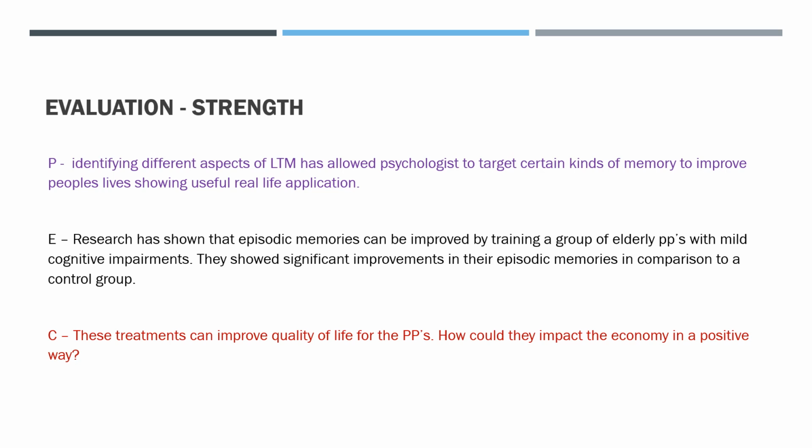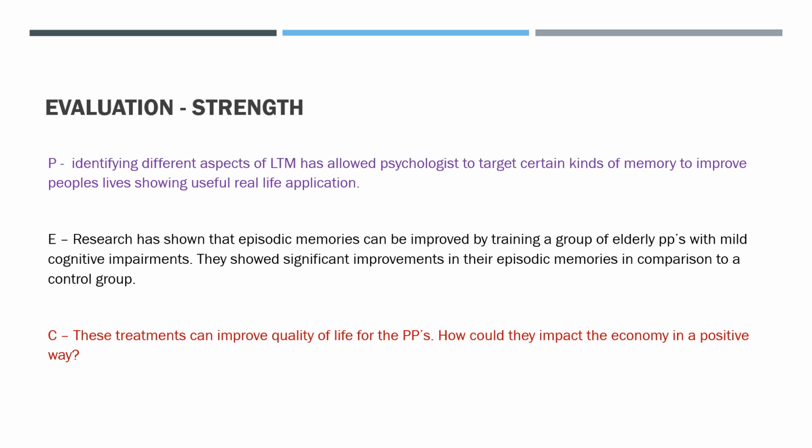Strength number 3, I've done most of it for you. It's useful, really. It provides real-life application because research has shown that episodic memories can be improved by training a group of elderly participants with mild cognitive impairments. They showed significant improvements in their episodic memories in comparison to a control group. So this is benefiting someone's quality of life, and it is reducing the amount of care that someone might need.